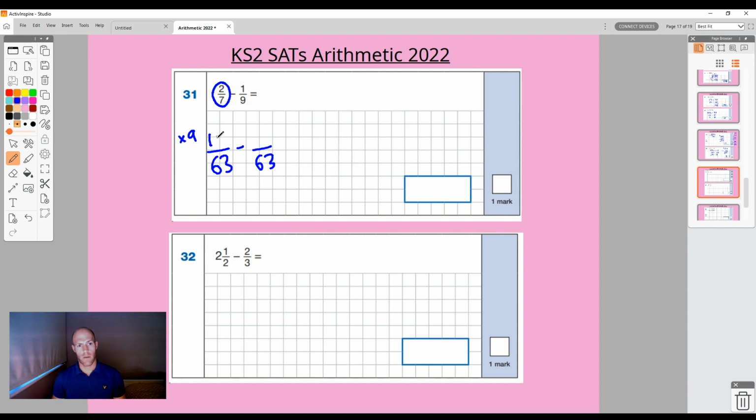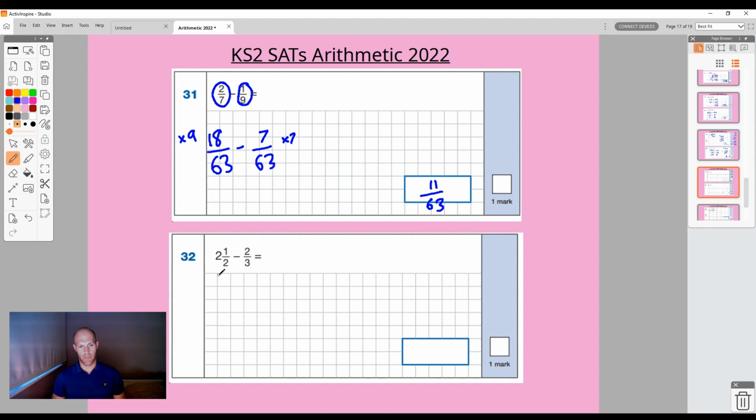2 times 9, 18. Over here and put a ring around it again. 9 times 7 is 63. 1 times 7 is 7. Now I just need to do 18 take away 7. 11 over 63. And we move on.